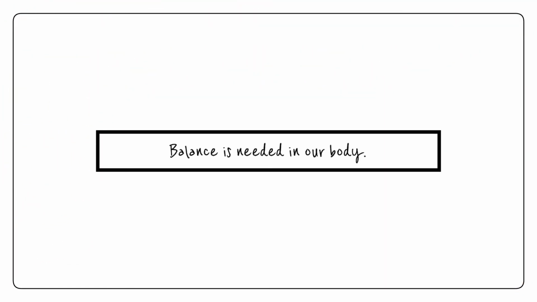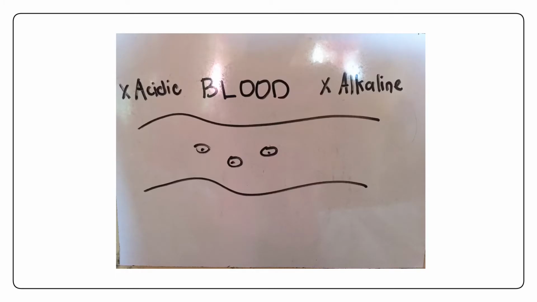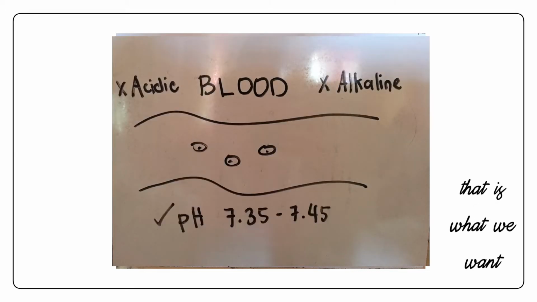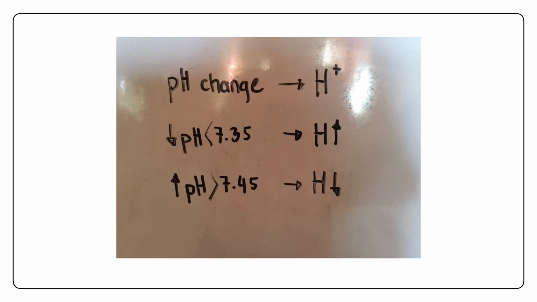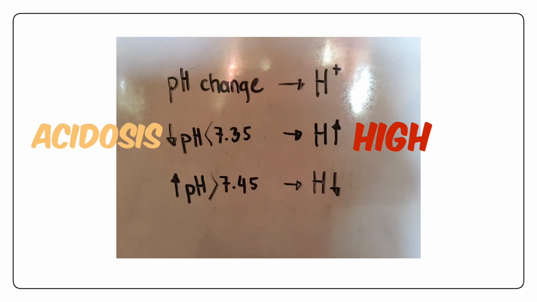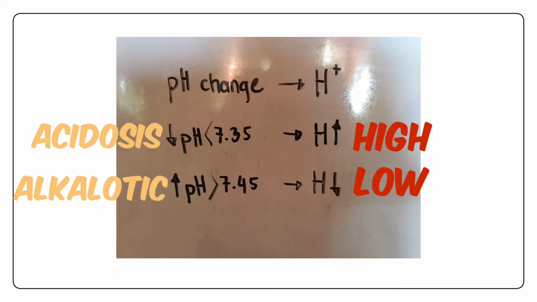Now our body needs to be in balance in everything, right? Our blood must not be on the more alkaline side or on the acidic side. It must maintain a pH of 7.35 to 7.45. Now, the pH changes based on the hydrogen ion concentration in the blood. A high level of hydrogen ion will put the pH on the acidosis side, and a low hydrogen ion level will bring the pH to the alkalosis side.